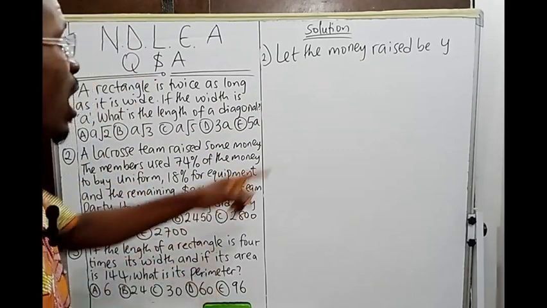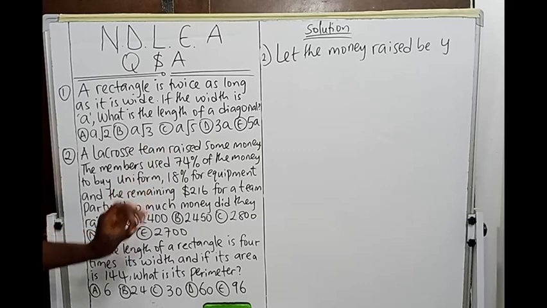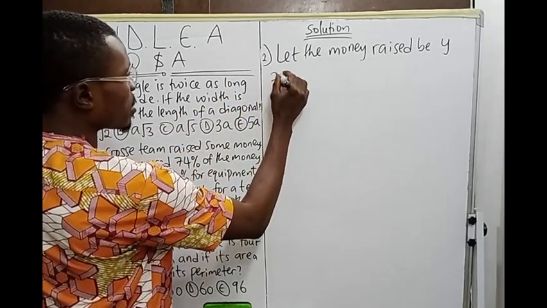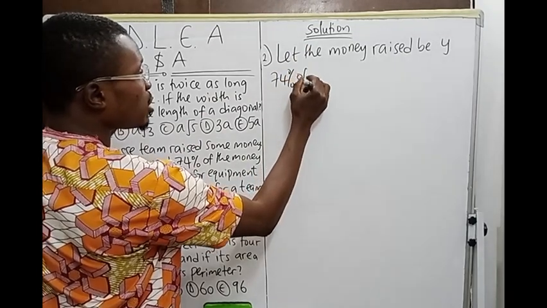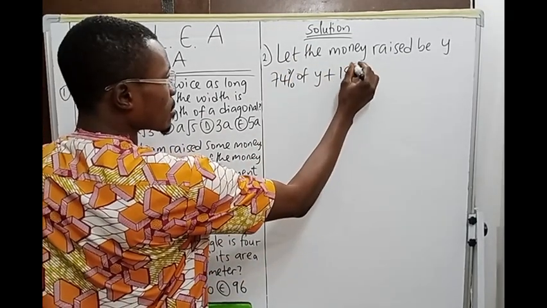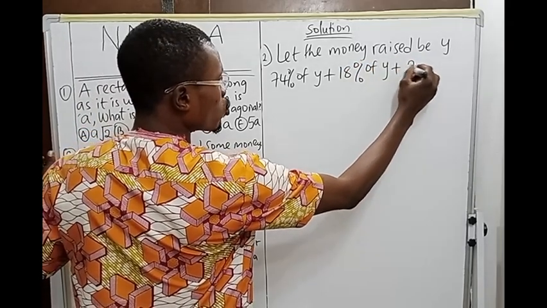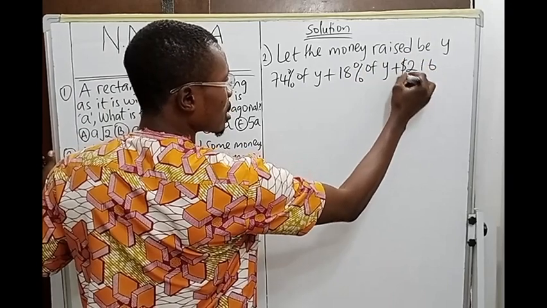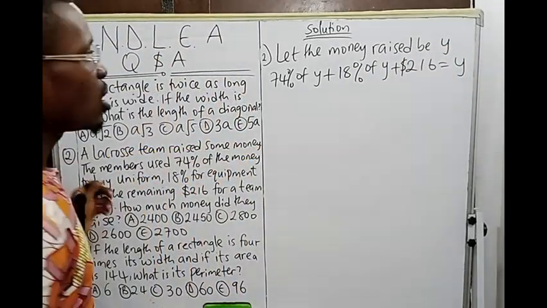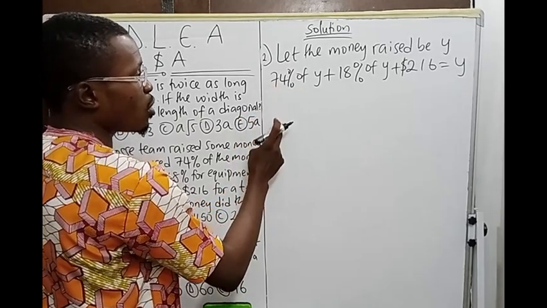Okay, out of this Y, they spent this percentage and this percentage, and this is left. So if you add up this, you're still going to get Y. So we're going to have 74% of this money, Y, plus 80% of the same money, Y, plus what is left, which is $216, right? It must give us the money raised, which is Y. Now, percentage means over 100. So 74% means 74 over 100.